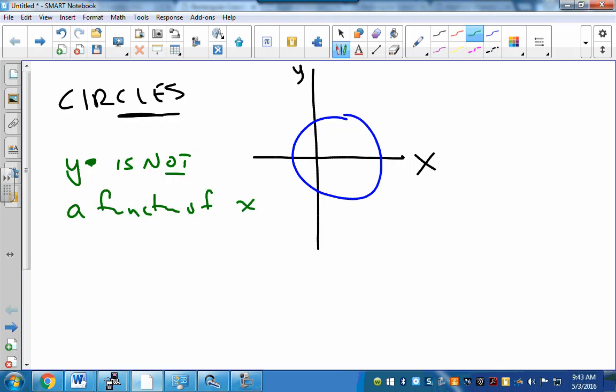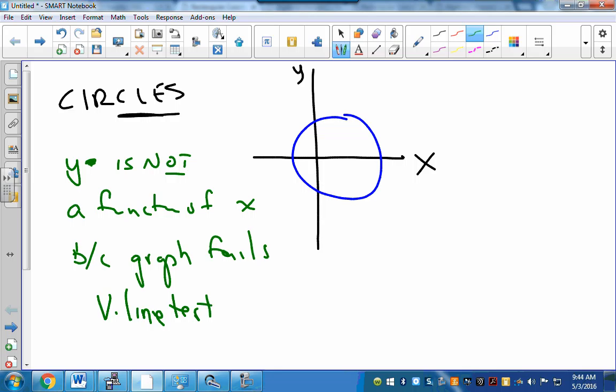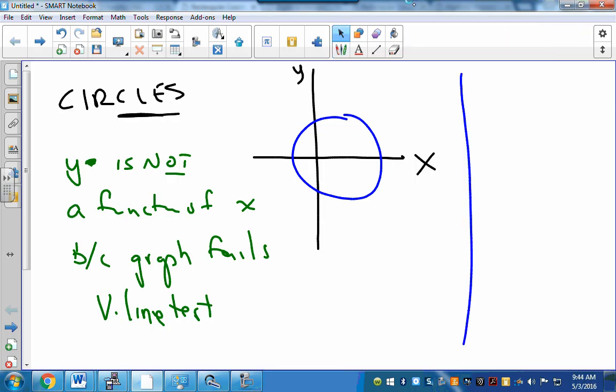Why? Because the graph fails the vertical line test. Remember, the vertical line test for functions is if you have a vertical line and you move it back and forth and look at the graph, it can only hit it in one spot. If it hits it in 2 spots, it's not a function, which causes some problems if you're trying to put this on your calculator.